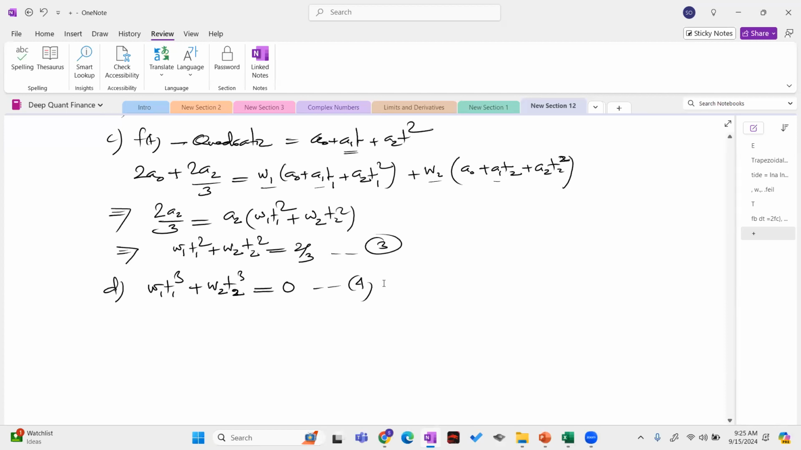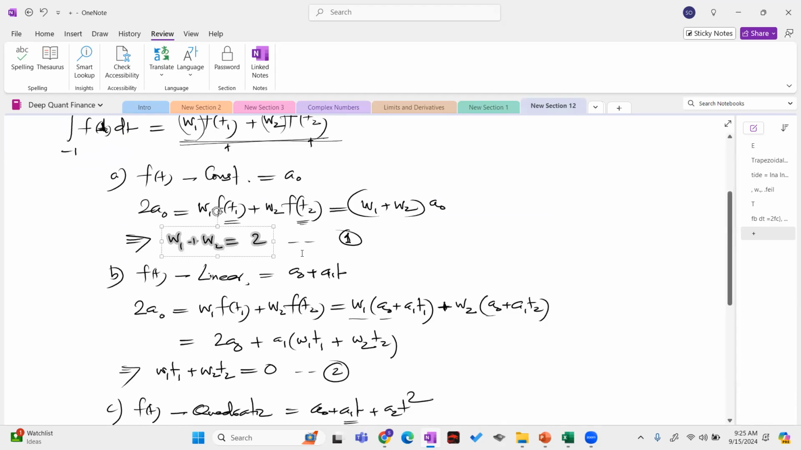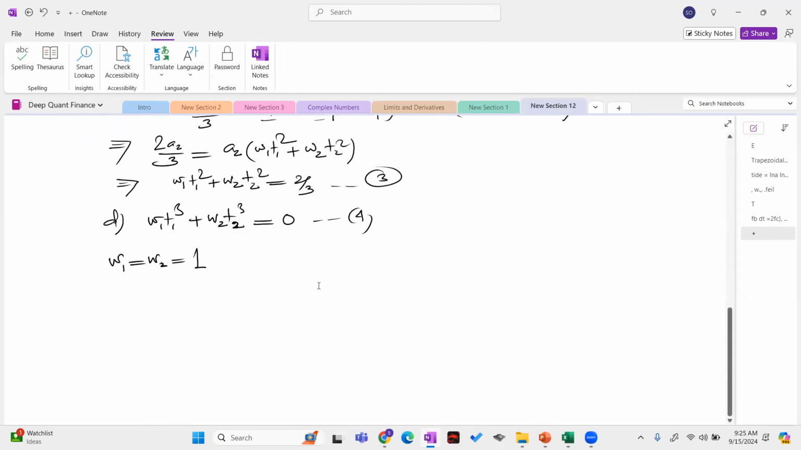Okay, 4 equations, 4 unknowns. I'm not going through the solution procedure, but you can verify. So you'll get W1 equal to W2 equal to 1. Remember, W1 plus W2 must be equal to 2, correct? And turns out they have to be equal also. Okay. And T1 will come out as 1 by root 3, and T2 will come out as -1 by root 3. Doesn't matter, they're symmetric.